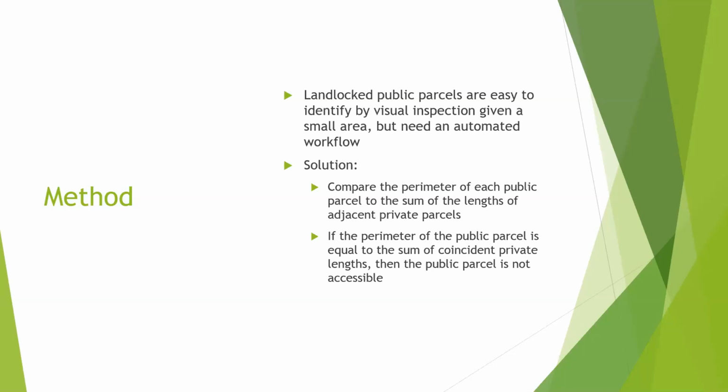Thinking about the relationship led me to the solution I automated for this project, which is to compare the perimeter of every public parcel to the length of all coincident edges for all adjacent parcels. If the sum of the lengths of the coincident private parcel edges is equal to the perimeter of the subject public parcel, then it is landlocked. This is kind of abstract, so I have some examples on the next slide that should help explain it.